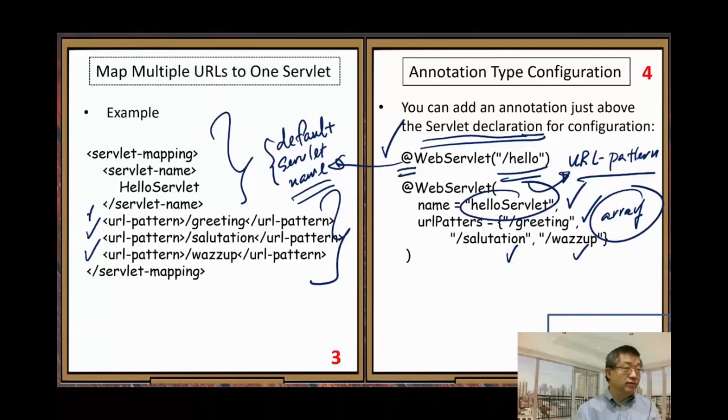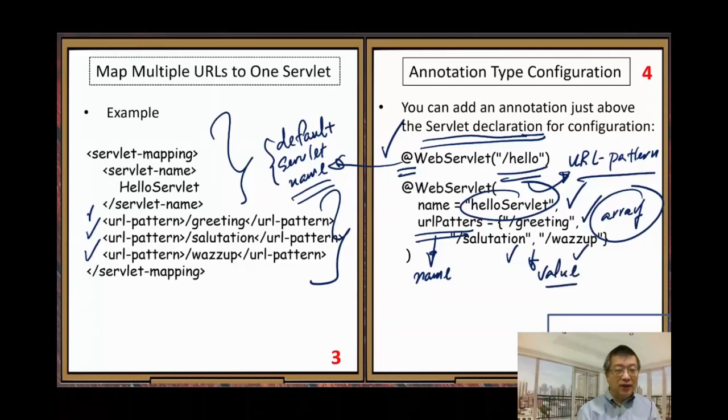Also very simple. Remember, for URL patterns, this is the name you need to use. The attribute name, attribute value. A name-value pair.